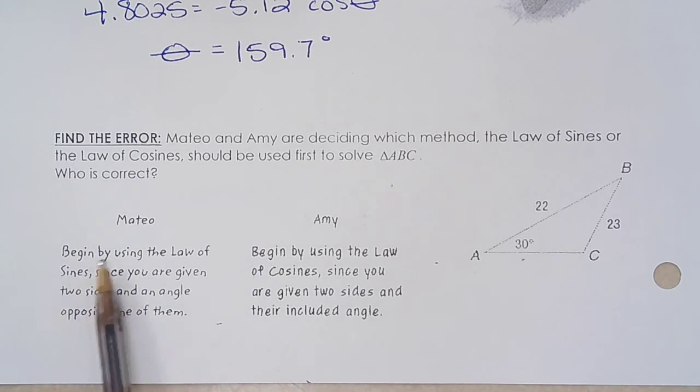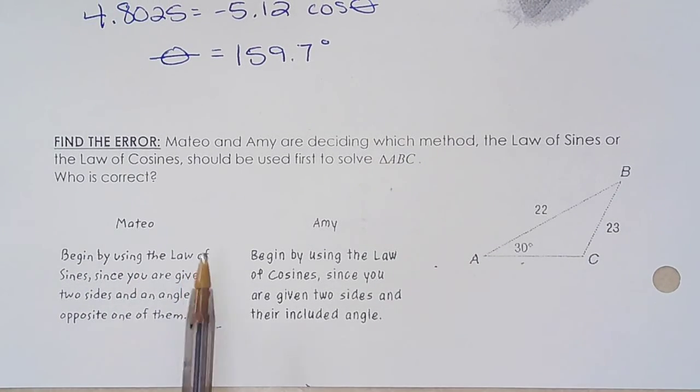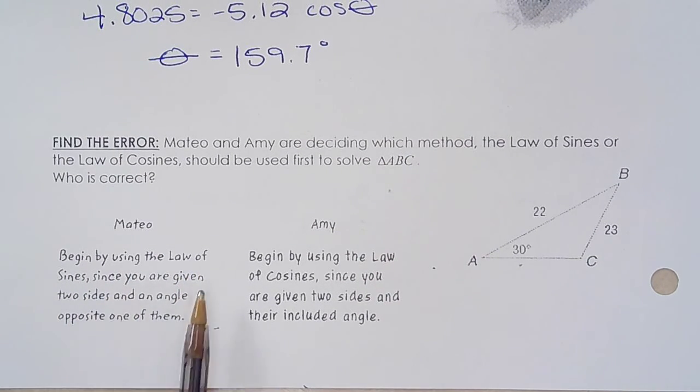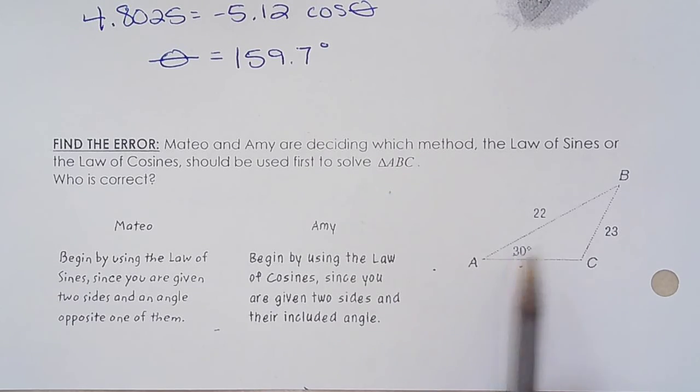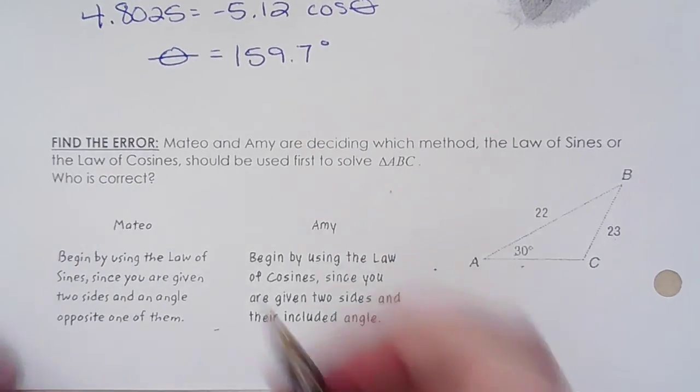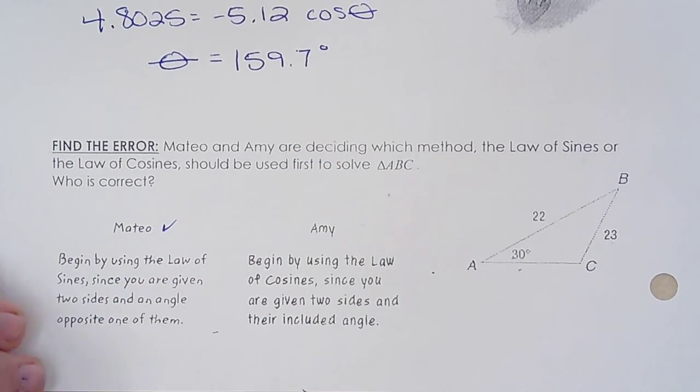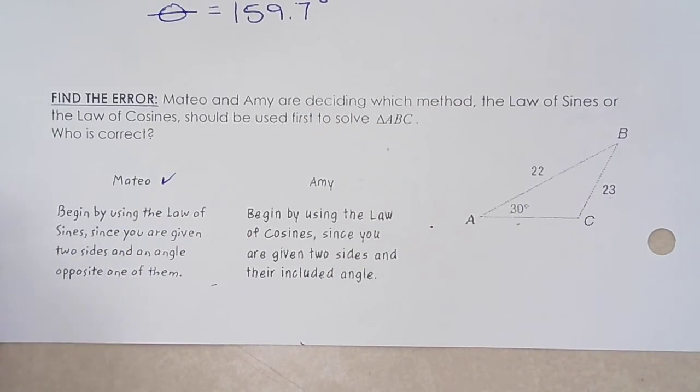So let's read them. Begin by using the law of sines, since you are given two sides and an angle opposite one of them. Is that true? Yeah, we decided law of sines worked, and we have an angle with a side opposite one of them. I like Mateo, he works for me. But let's check on Amy to make sure she's on the same page.